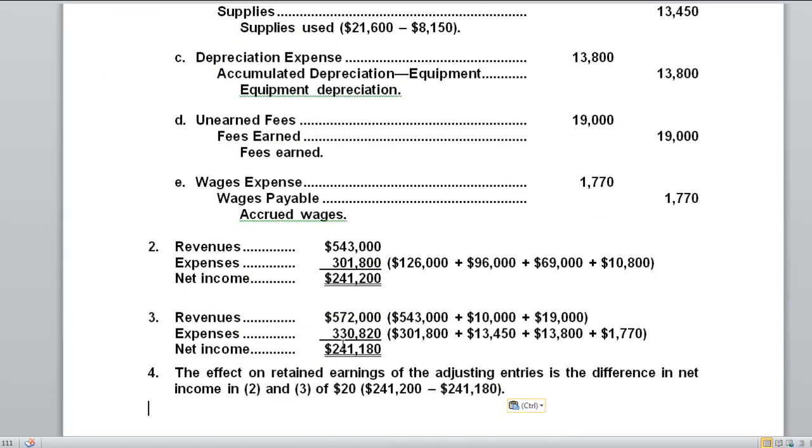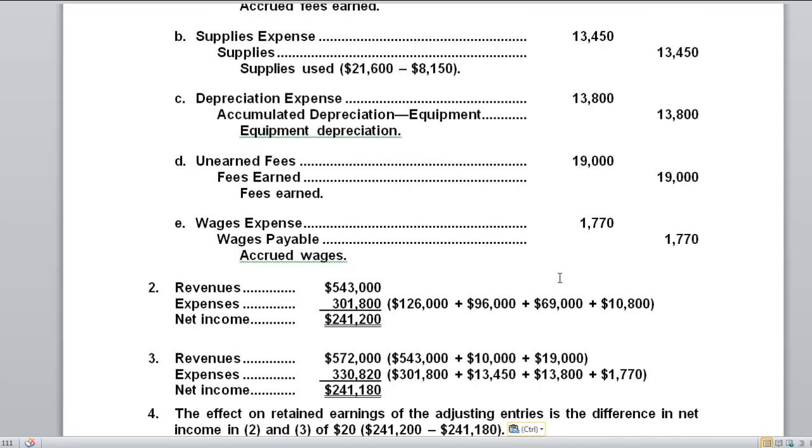Let's take a look here at the change in expenses. So up here, all those four, those were $301,800. Let's take a look at some of the journal entries that affected it. Okay, supplies expense. We had a debit here of $13,450, so that's an increase. Okay, $13,800 for depreciation expense. There are no expenses here, and down here wages expense $17,700. We add all those together, our expenses went up, and so did our revenues.